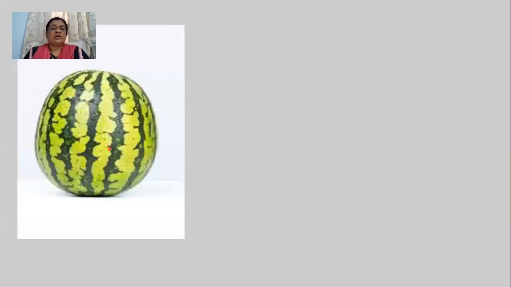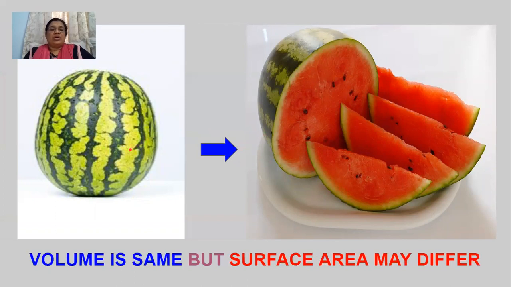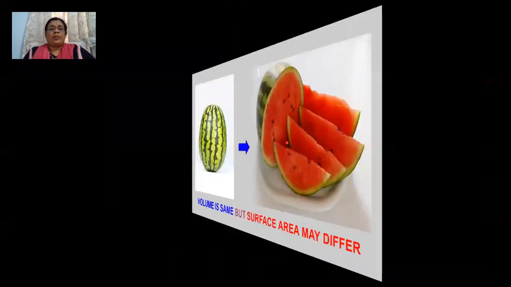See here, this is a watermelon. The watermelon looks like a sphere. When you cut this watermelon into slices like this, the surface area will differ, but the volume remains the same. The volume of this melon and the volume of these slices are the same.